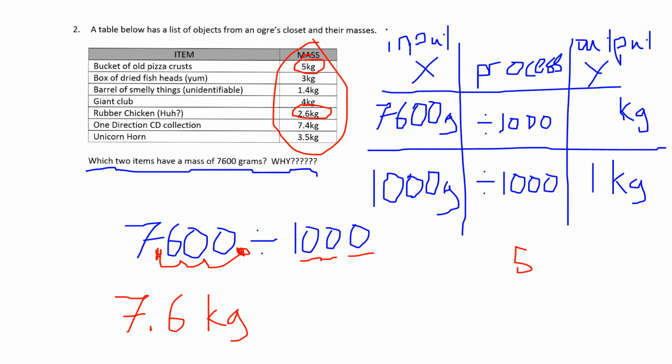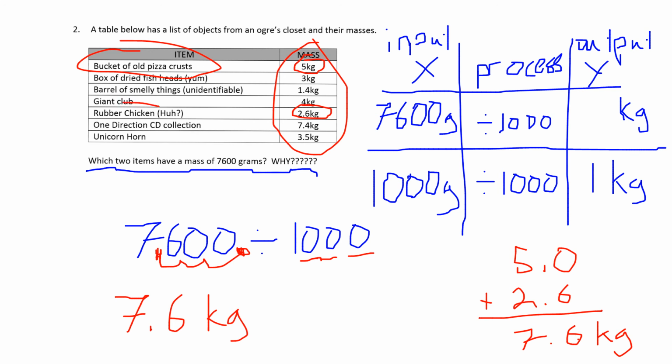And I can do that here for you. 5.0, I'm just adding a decimal point to make it easy. 2.6, and don't forget when you're adding decimals, you always have to line up the decimal point. You add those together, you get 7.6 kilograms. So that is your answer. Your answer is it's the bucket of old pizza crusts and the rubber chicken. Those two together make a total mass of 7,600 grams. So once again, your answer is the bucket of old pizza crusts and the rubber chicken.